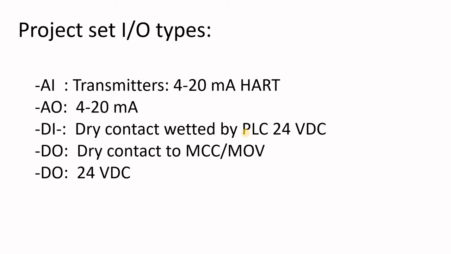In some projects, they will give you a general idea about what type of I/O you should use. So this is kind of general, like 90% will be all the transmitters 4 to 20 milliamp HART, or your analog output 4 to 20 milliamp, or your digital inputs will be wetted by the PLC power supply at 24 volts, or your DOs are dry contacts for MCC, and so on. So sometimes they will give you a guideline which you're going to use, but it doesn't mean that 100% of your transmitters will fit into these categories, but most of them will.